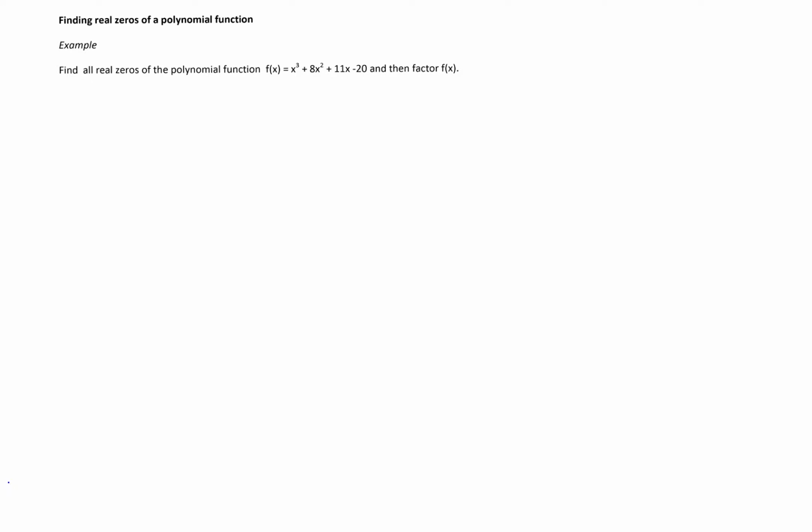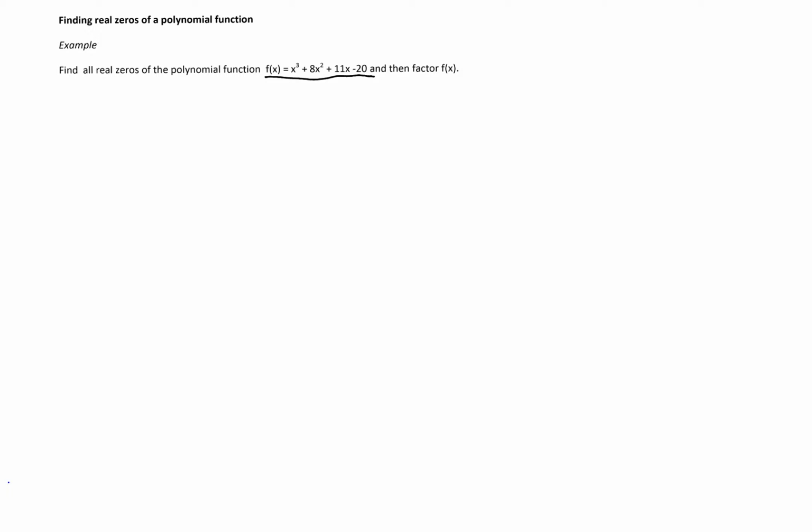Let's look at an example of finding real zeros of a polynomial function. Let's consider the function f of x equals x cubed plus 8x squared plus 11x minus 20. To find the zeros, we could try to factor this polynomial and see whether there are factors of the form x minus c. Each factor x minus c would produce a zero c.